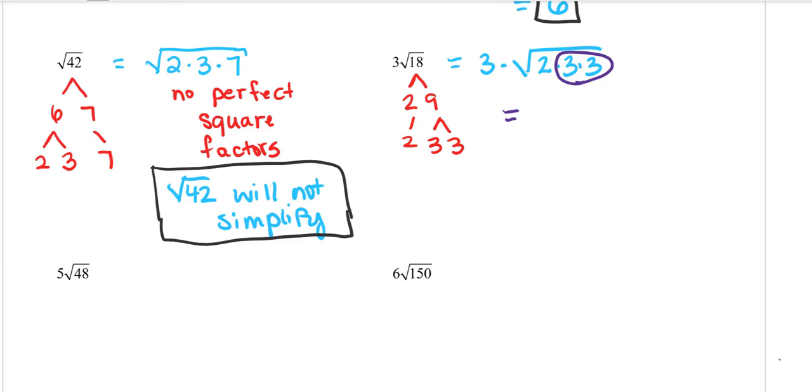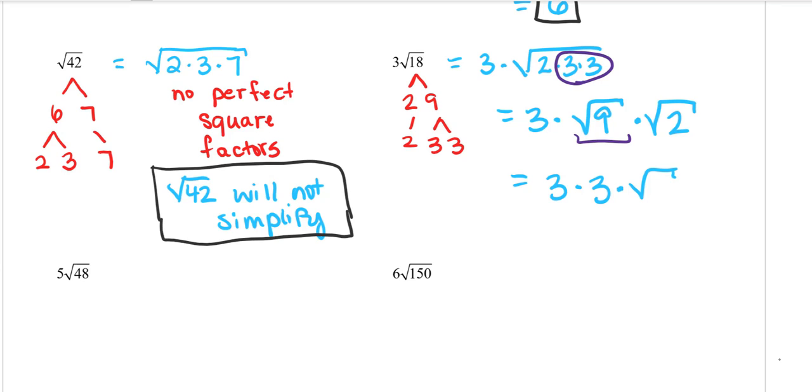So we have 3 times, let's factor away our perfect square, so times the square root of 9, and then times our leftover square root of 2. So our perfect square there, we've got the square root of 9. Let's go ahead and take that. The square root of 9 is 3. So we've got 3 times 3 times the square root of 2. And 3 times 3 is 9. So we have 9 times the square root of 2. And now that's completely simplified.